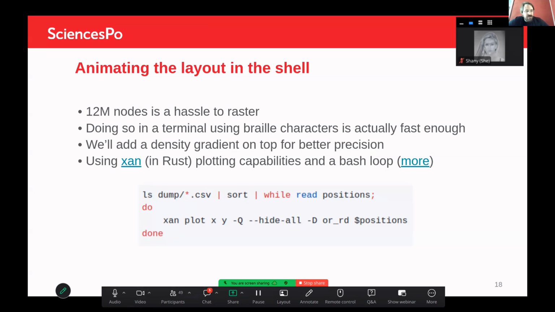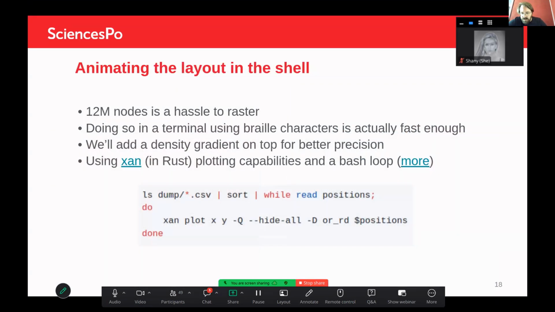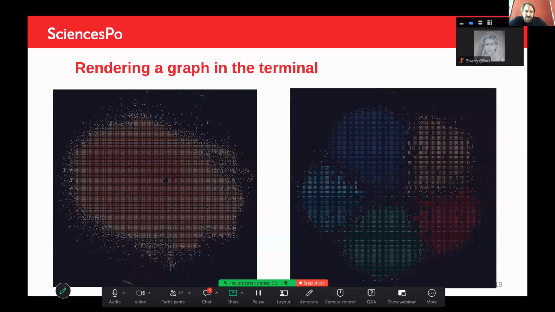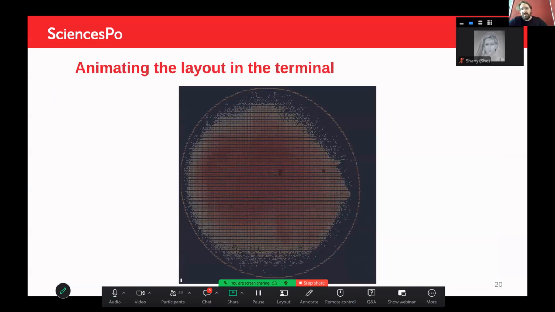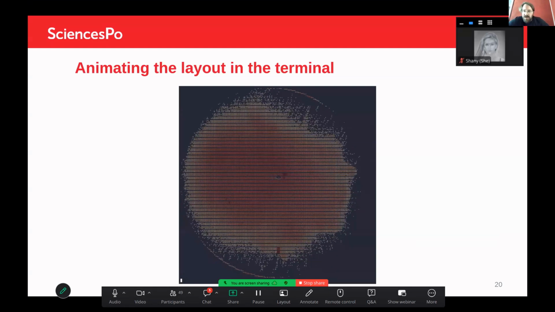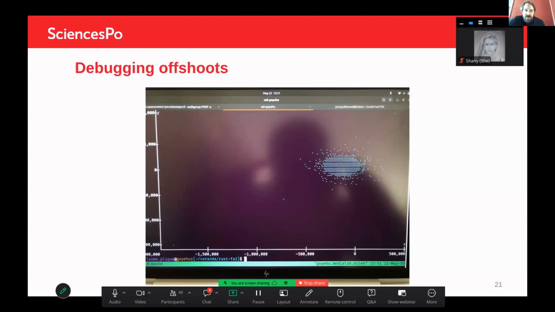Here I will show you some examples using Xan, which is another command line tool I developed in Rust to process tabular data. And I'm using a bash loop later on. Here you see on the left an example of the 12 million nodes graph. On the right, you have a benchmark I used to make sure that the clusters are respected when the layout is running. And here you have a GIF animation in the terminal of how I debug the algorithm. I run the algorithm live in the terminal, and so I'm able to see if there is any shenanigan happening. Here, for instance, you have an example of those shenanigans.